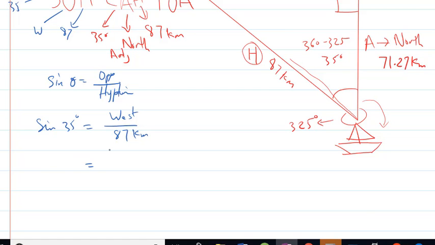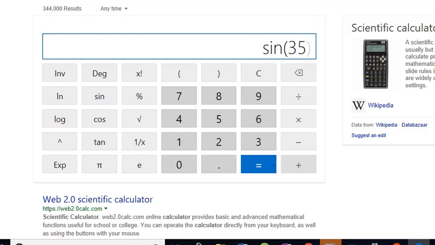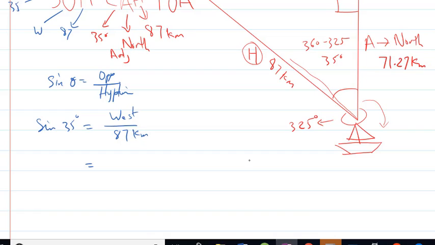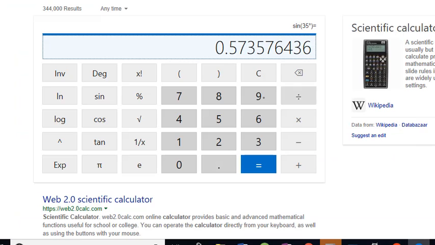And then let's see what is sine 35. Sine 35 would be 0.5735. So let's say 0.5736, we just rounded off quickly. So sine would be 0.5736, and west over 87 kilometers. You multiply by the reciprocal, Jabari's favorite word. Cancel off here, and what you do on that side, you also have to do on the other side. Km, and that would give us that west is, let's multiply it.